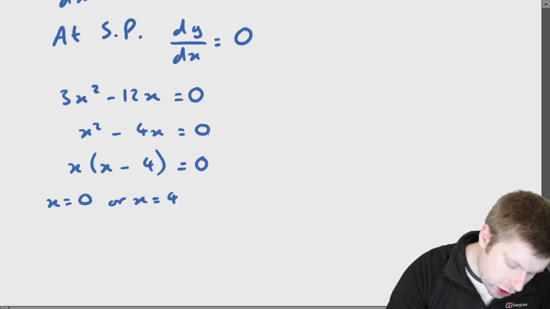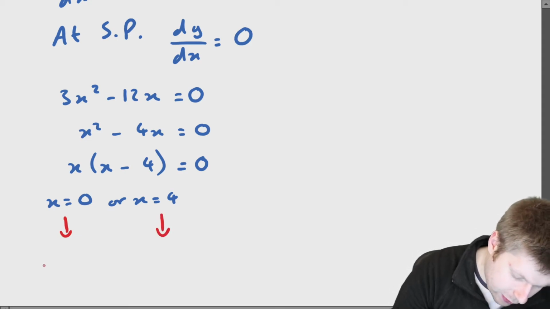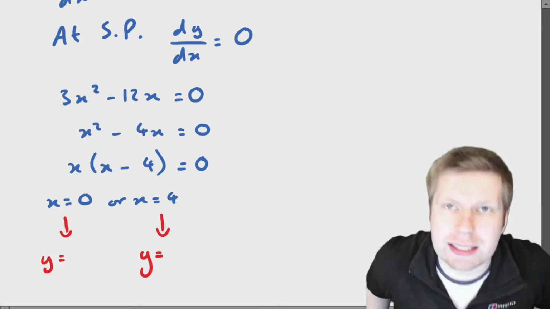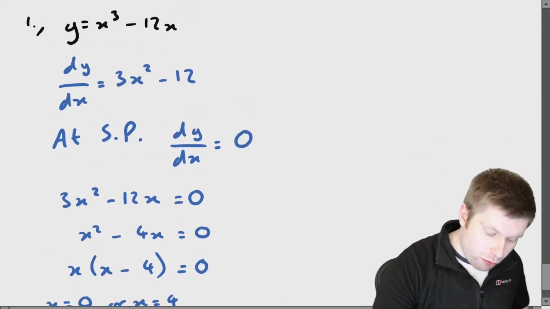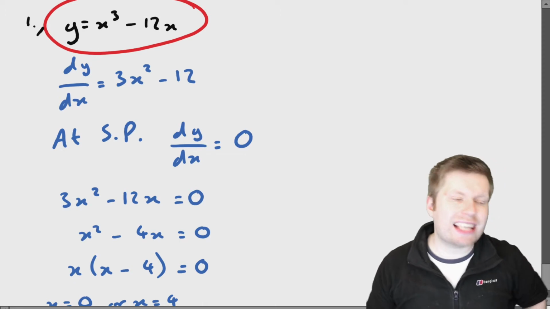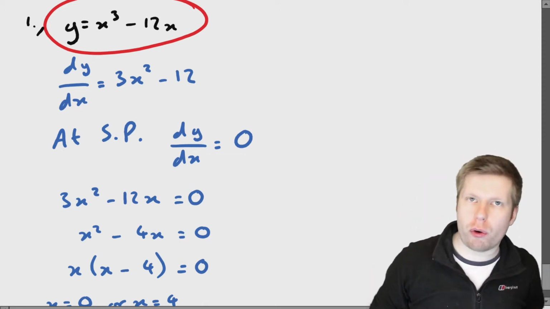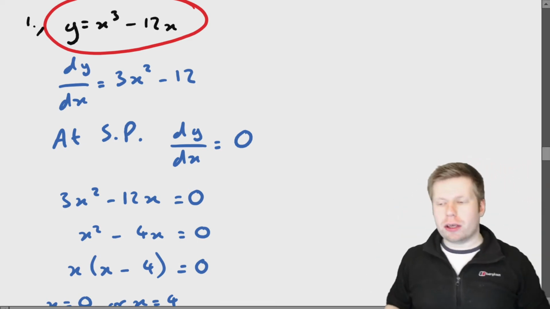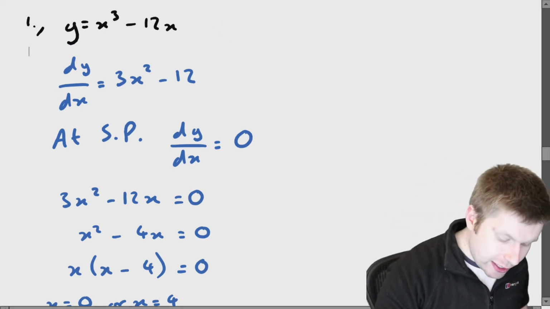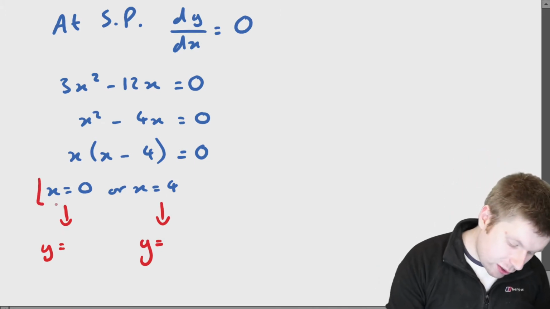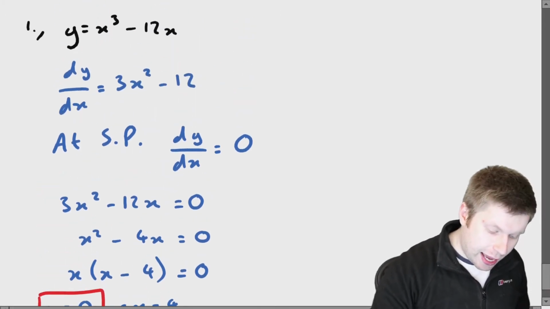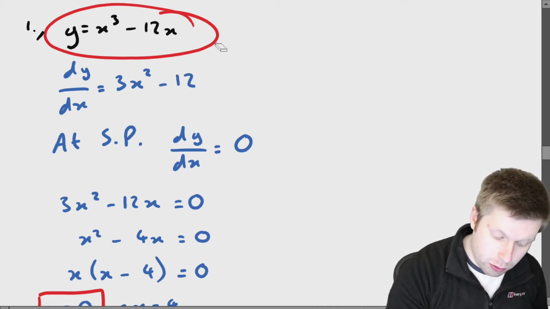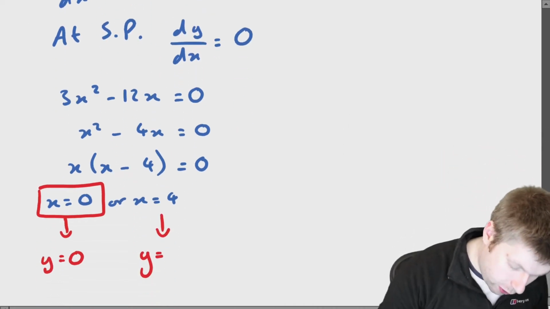So now all I need to do is find the corresponding y values at these points. What does y equal when x equals 0? And what does y equal when x equals 4? Well, my original curve, y equals x cubed minus 12x, would give me the corresponding y value. Remember, you give me the x value, I'll find the corresponding y value. So if I take x equals 0 first of all, and stick that into y equals x cubed minus 12x, I find that y is equal to 0.